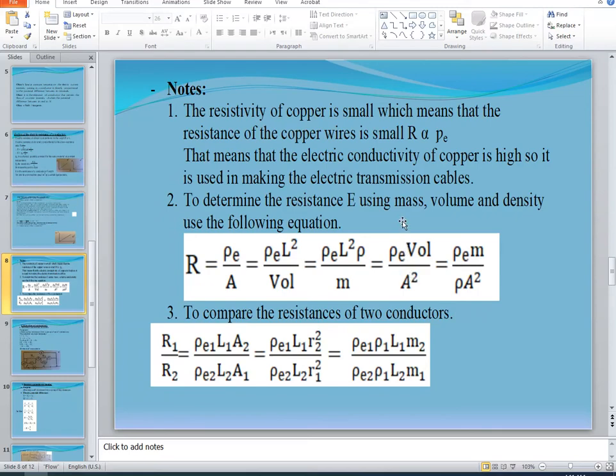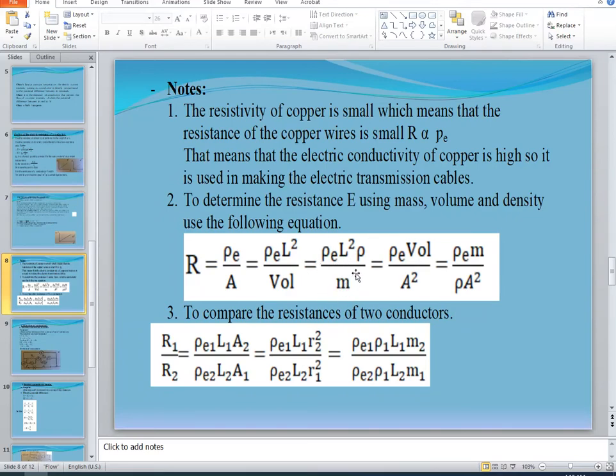How can we put mass? You know that rho is the density, rho, not rho_e. Rho_e is called the resistivity. Rho is the density of the wire, of the mass. Rho equals mass over volume. So volume equals mass over rho. So in this rule, instead of volume, we can put mass over rho. Rho is the denominator of the denominator in the third floor, so we can move it to the numerator, so it will be rho_e L power 2 rho over mass.